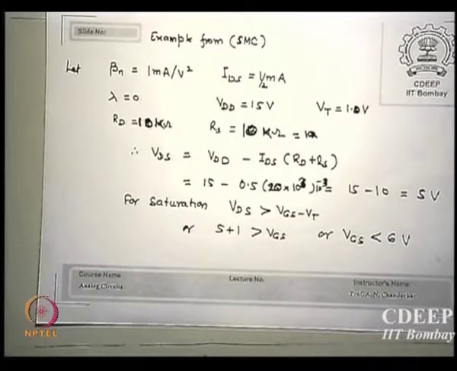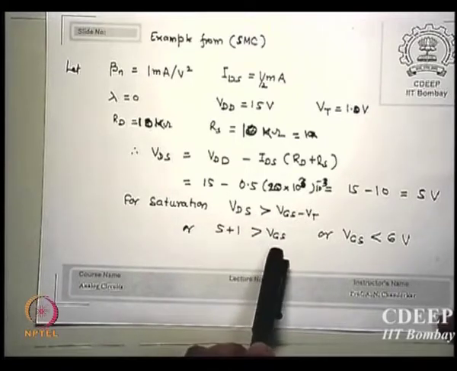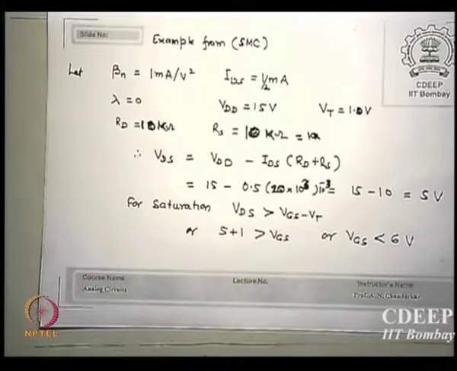Now for saturation, VDS must be greater than VGS minus VT. So VDS plus VT should be greater than VGS. So VGS should be less than 6 volt. Is that correct? For the device to remain in saturation, VGS must be less than 6 volts. So let us see now whether the R1, R2 given to us give me a VGS which is less than 6 volts. Is the criterion clear to you?